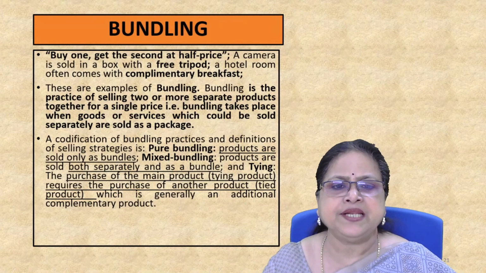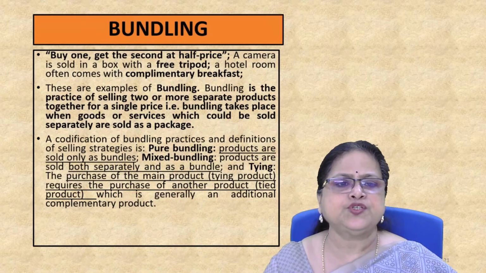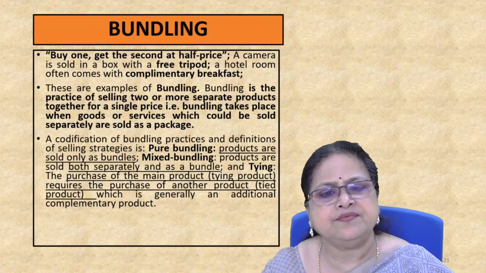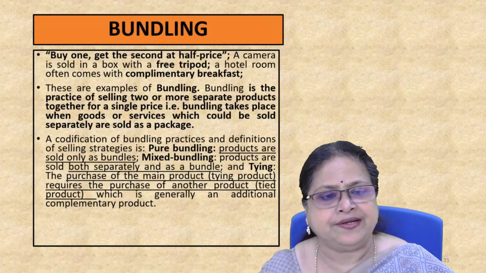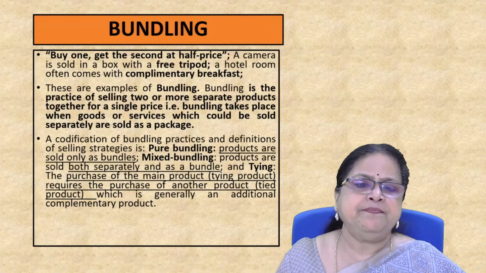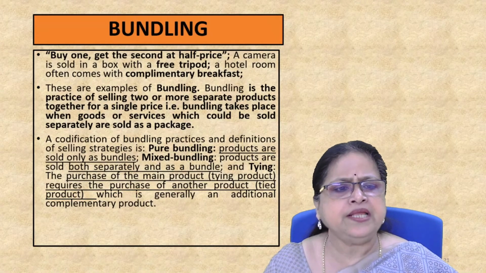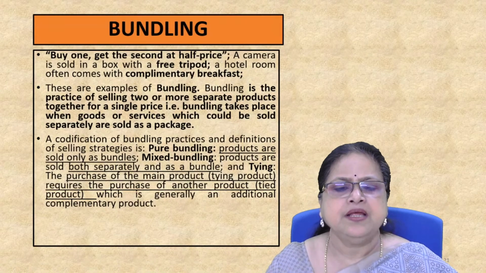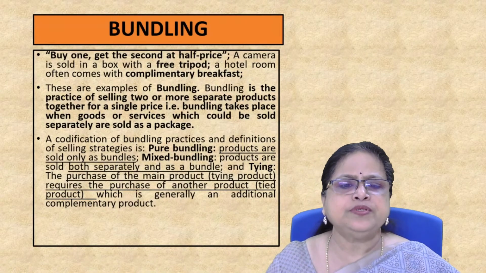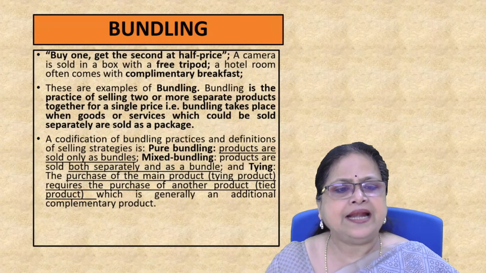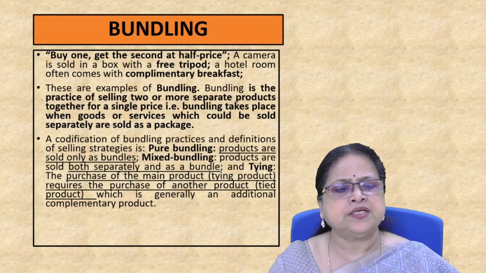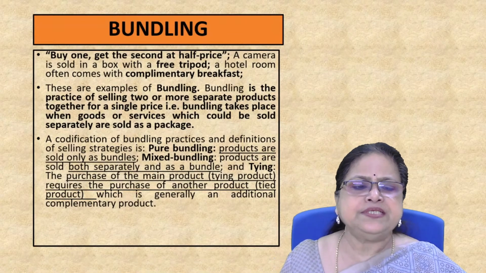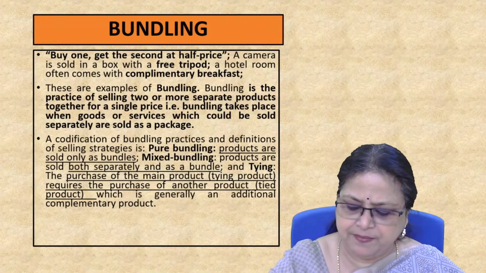Bundling is the practice of selling two or more separate products together for a single price. That is, bundling takes place when goods or services which could be sold separately are sold as a package. Now, in pure bundling, products are sold only as bundles. They are not available outside the bundle. In mixed bundling, products are sold both separately as well as in a bundle. And tying: the purchase of the main product requires the purchase of another product tied with it, which is generally an additional complementary product.